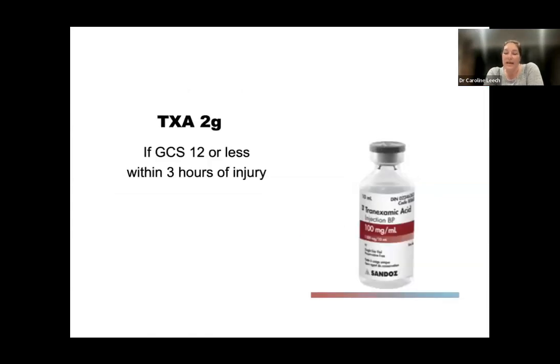So TXA, the CRASH 3 study was published in 2019, and that recommended if you had a patient with traumatic brain injury, a GCS of 12 or less, and they're within 3 hours of injury, they should receive 1 gram of tranexamic acid. And then in the NICE head injury guidelines, May 2023, they are recommending 2 grams. So we're giving 2 grams for head injury, 1 gram for the bleeding trauma patients. Your guidelines may not have caught up yet, but it's likely that this will be the way forward for patients with traumatic brain injury who meet those indications.